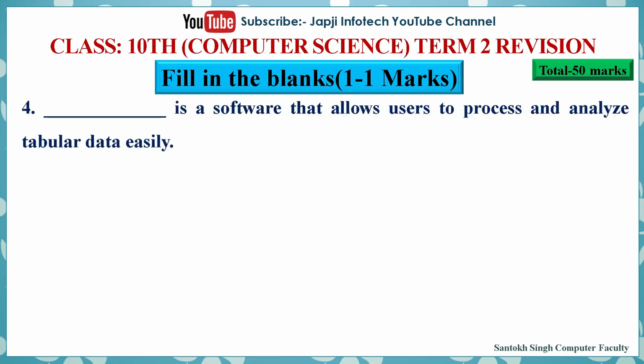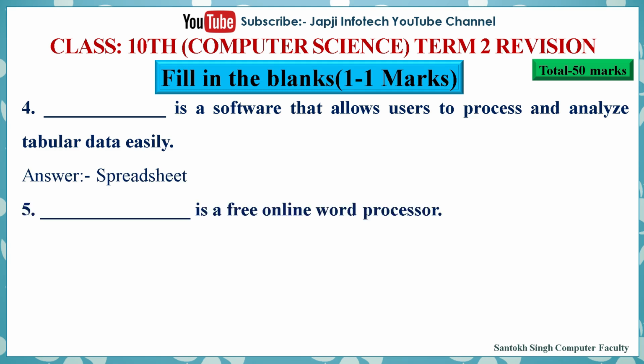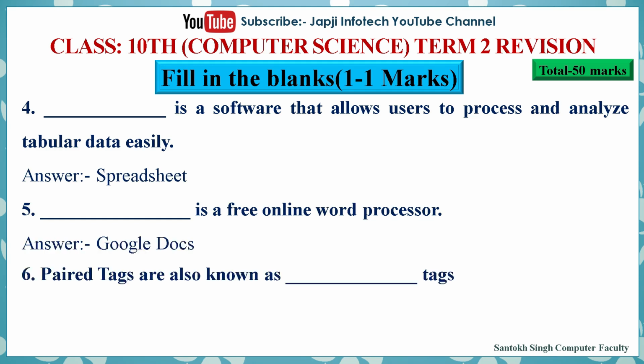Fourth one is dash is a software that allows users to process and analyze tabular data easily. And the right answer is spreadsheet. Fifth one is dash is a free online word processor. So the right answer is Google Docs is a free online word processor. Sixth one is pair tags are also known as dash tag. So the right answer is container tag.